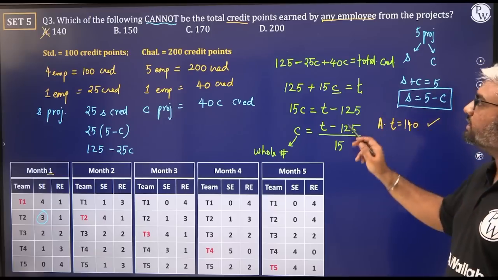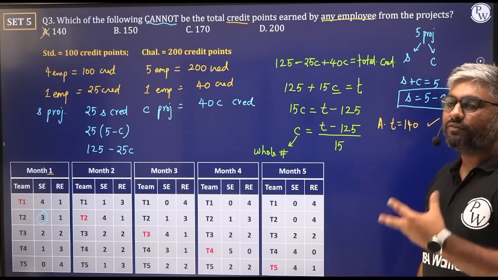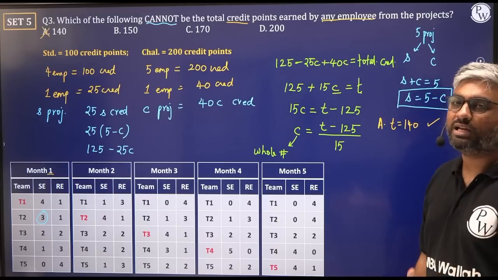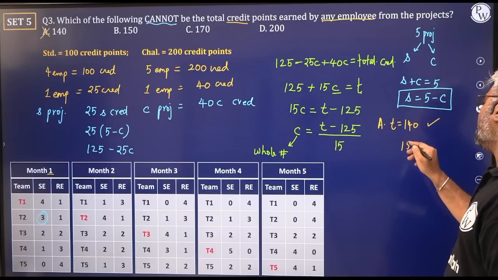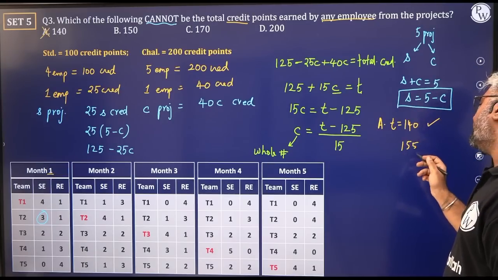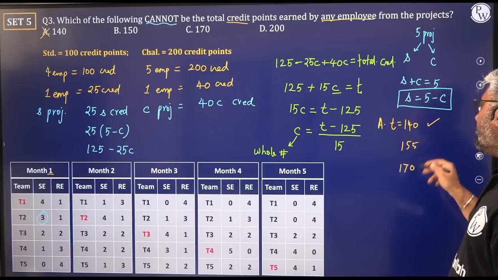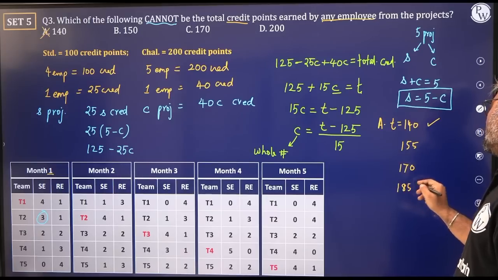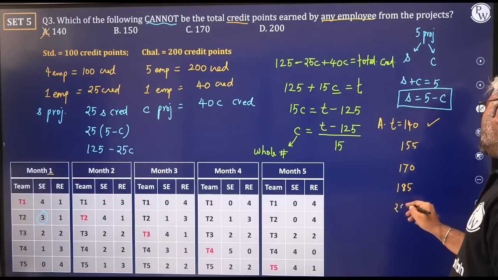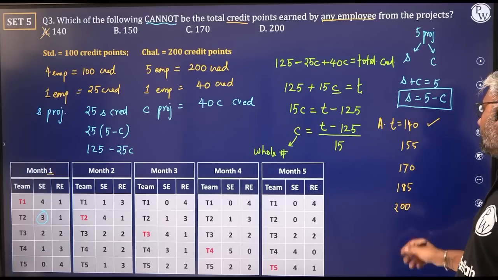If 140 works, think about this carefully. If 140 works, the difference should be in terms of multiples of 15, right? If 140 worked, then 155 would work. If 155 worked, then 170 would work. Keep adding 15. If 170 works, 185 would work. If 185 works, 200 would work. Correct? If 200 works, 225 will work, and so on.